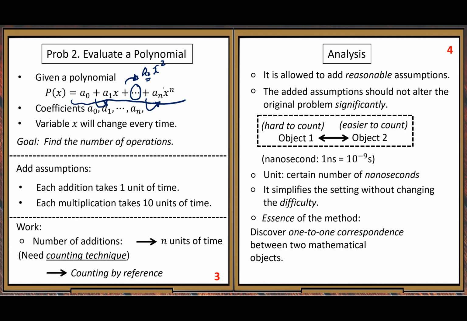So the answer: n additions, n units of time. That's part one, the addition part. Part two, the multiplication part.